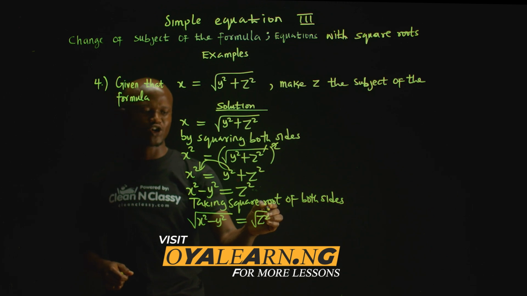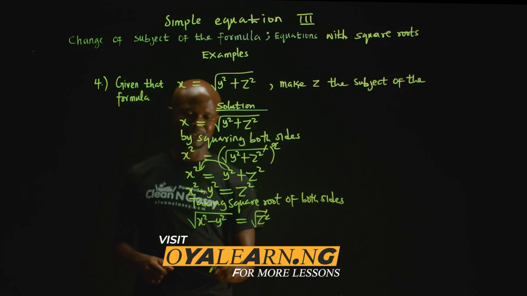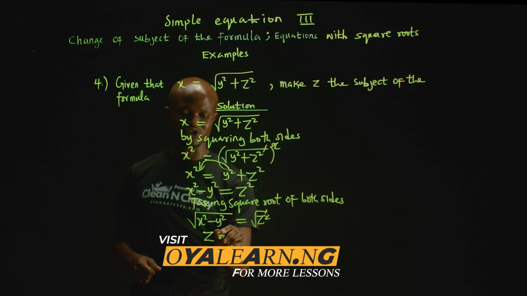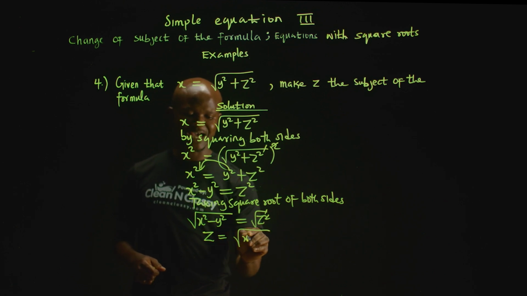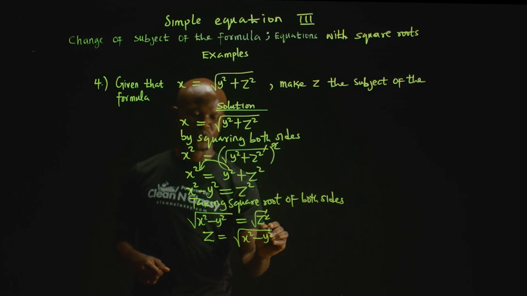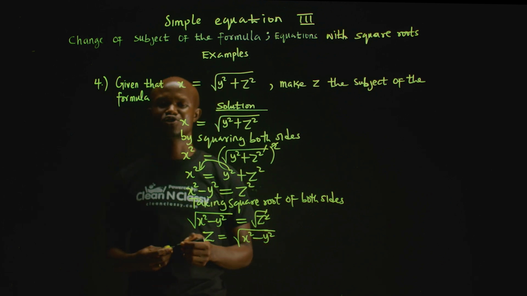Now, the 2 will go with the square root. It means that what? Z equals what? The square root of x squared minus y squared. That is the solution to the problem.